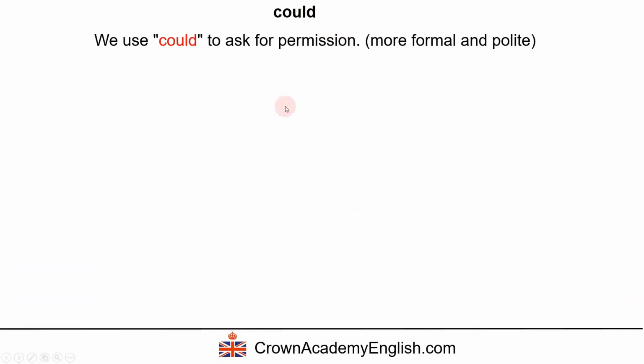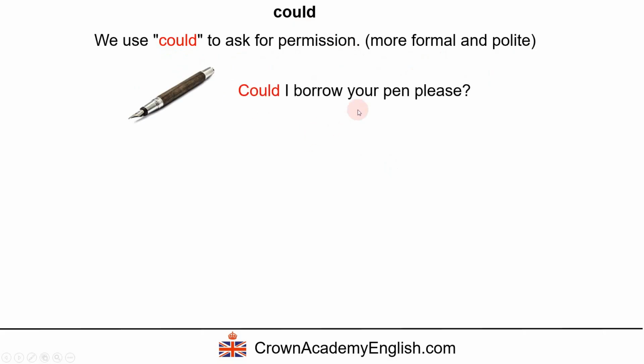Could. We use could to ask for permission, and this is more formal and more polite than can. And we can only use could to ask for permission. We do not use could to give permission. Okay, so it's only for asking. That's very important. So 3 examples. Could I borrow your pen, please? Modal, subject, base form of the verb. And this is the question form.